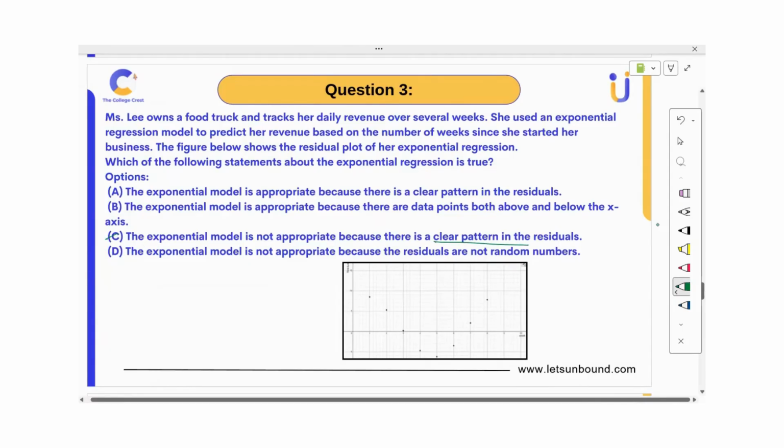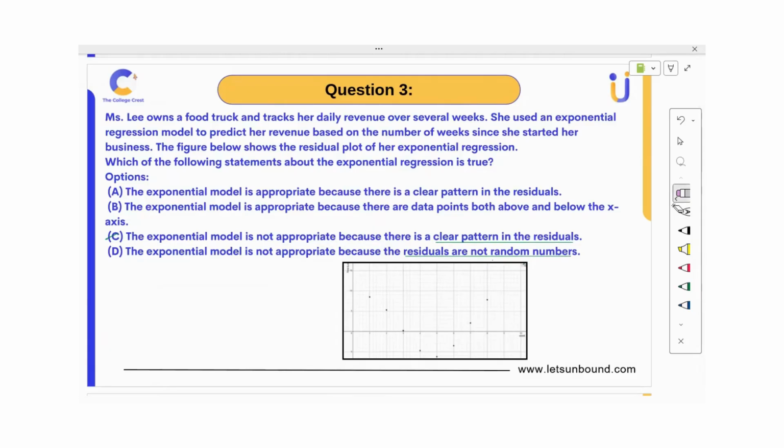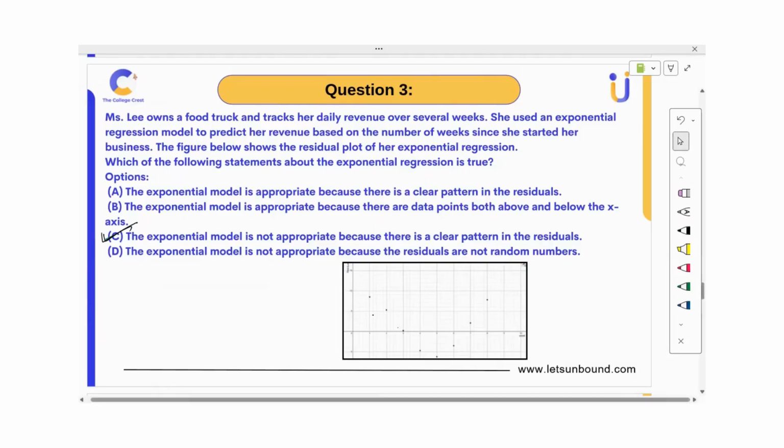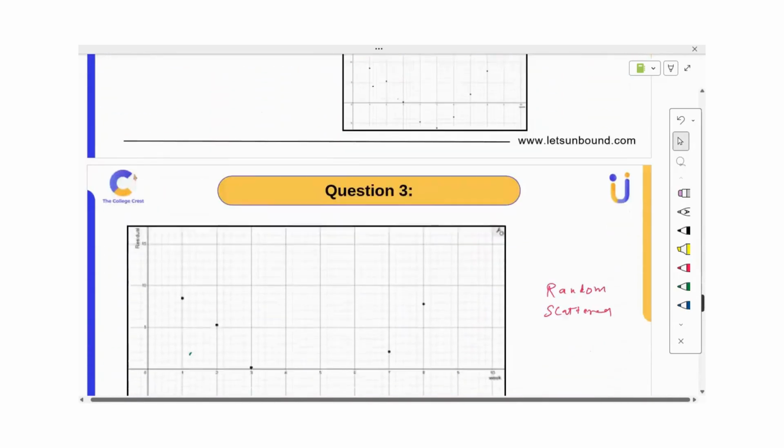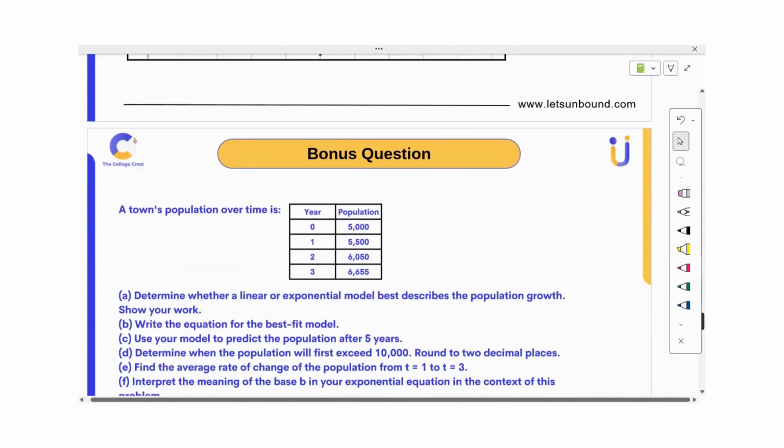Because there is a clear pattern in the residuals, and here residuals are not random. We will stick with the word randomly scattered, not random numbers. That doesn't make any sense. So C is the apt one. There is a clear pattern. Don't fall for the word random. Random numbers doesn't make sense in a residual plot. Randomly scattered is accepted. So it's option C.